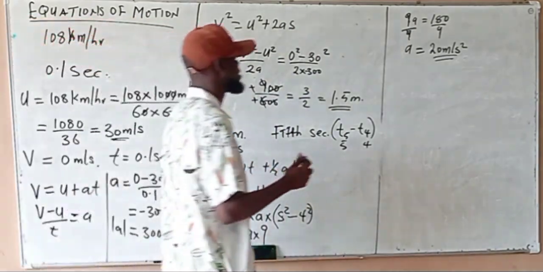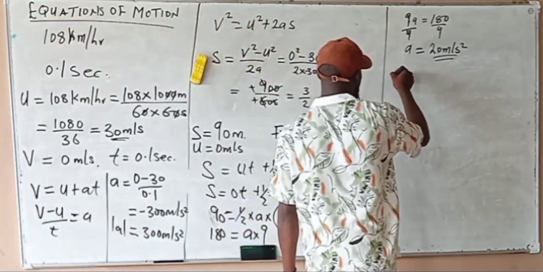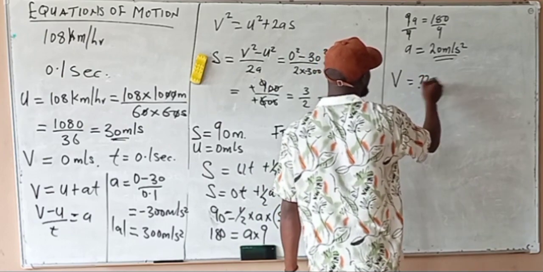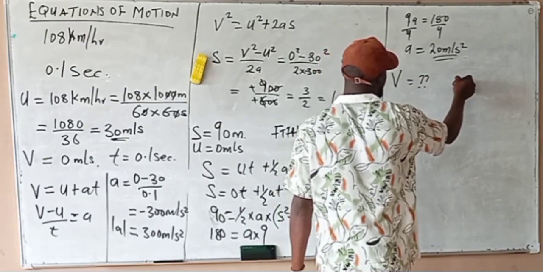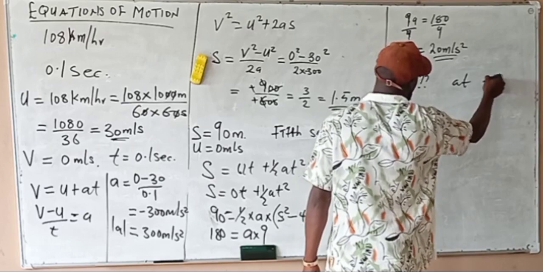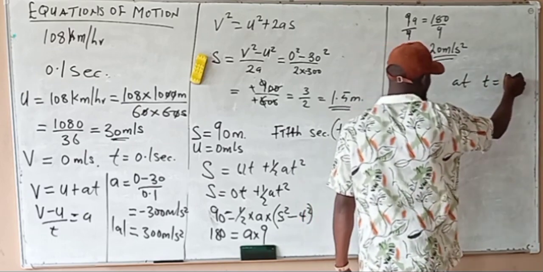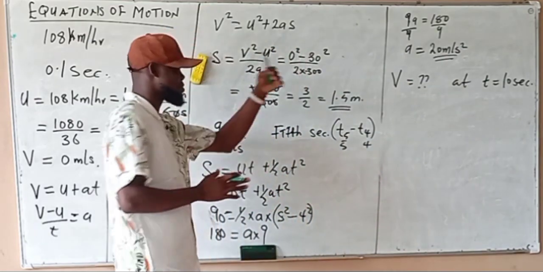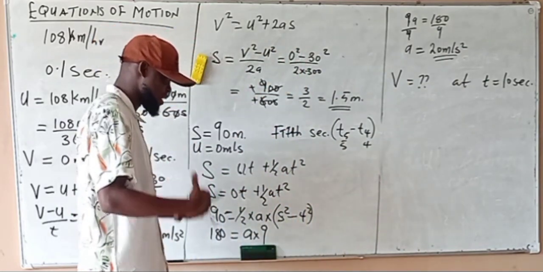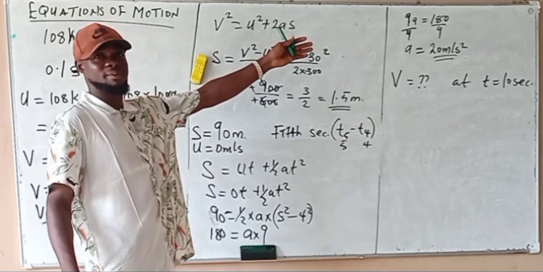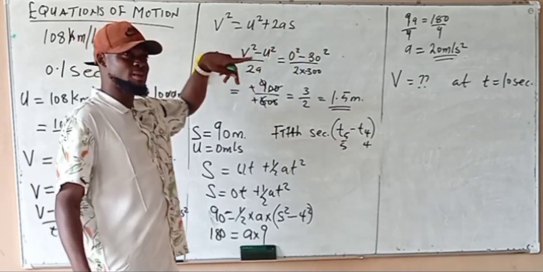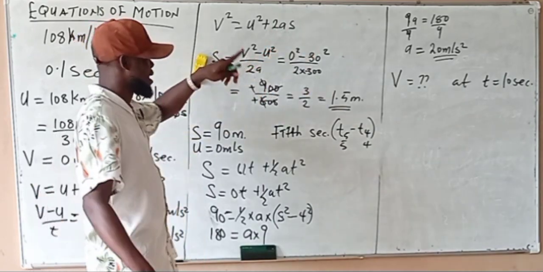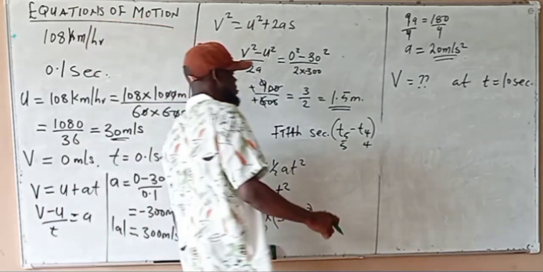Then, what about the velocity after 10 seconds? What is the final velocity, v, at time equal to 10 seconds? If we started from rest, and we know the acceleration of the body is 20 meters per second squared, what will be the velocity of the body at a time of 10 seconds?